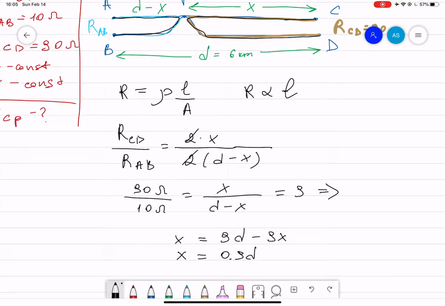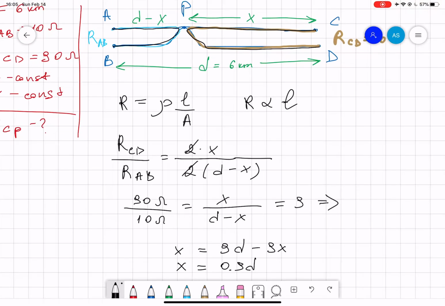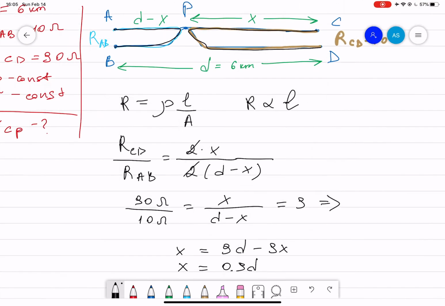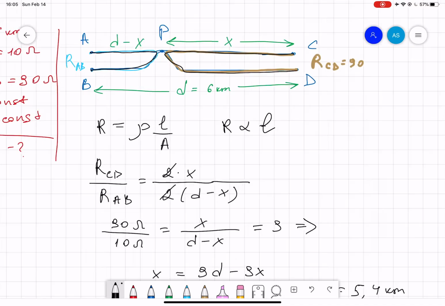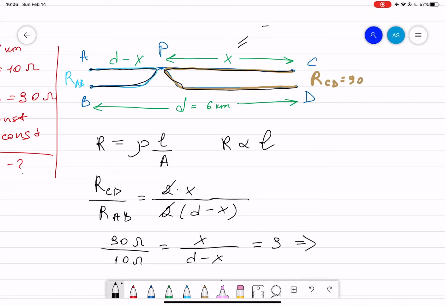X is 0.9D. Okay, so our X distance between C and P is now 0.9D, which means 0.9 multiplied by 6 kilometers. That should give you 5.4 kilometers. So that means our X here is equal to 5.4 kilometers, and that distance is 0.6 kilometers.